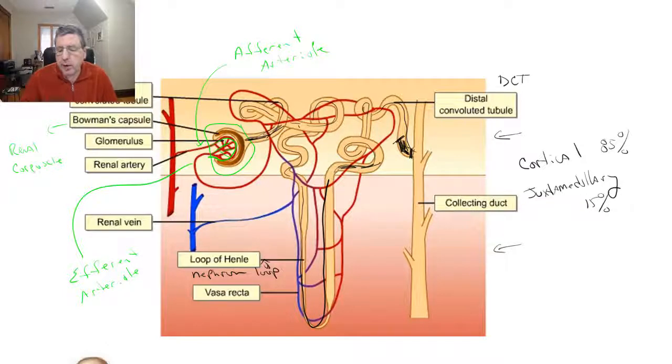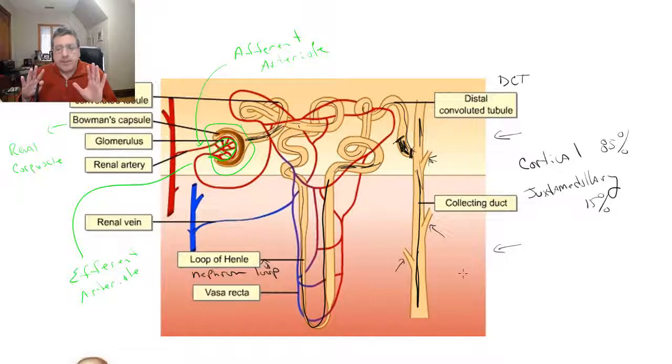This area is called the collecting tubule, okay? Collecting tubules lead into the collecting duct. That's this structure. So this is a collecting tubule, that's a collecting tubule, that's a collecting tubule, and all of this is your collecting duct, okay?